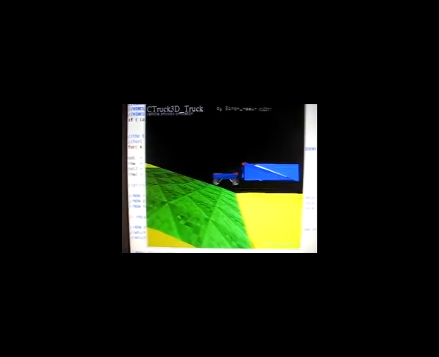So hi there, I would like to present you the new version of the CTruck3D series. This is the CTruck3D truck subversion. Well, this was the target, of course, a truck simulator.